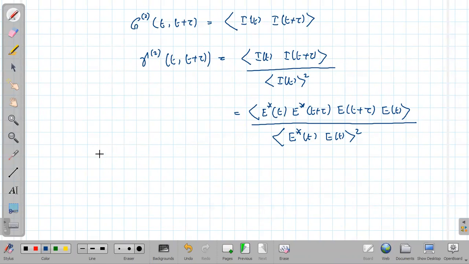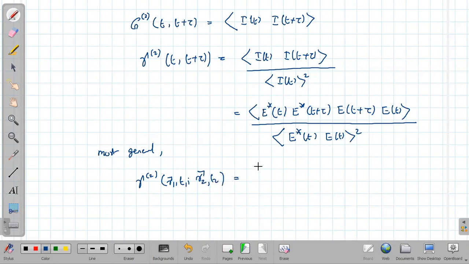Okay. Now the most general definition, the second order mutual coherence function. The detector need not be at the same distance from the beam splitter. It can be at a different distance, so it can be located at a different position itself. So we can denote the locations of the detectors as R1, T1 and R2, T2.